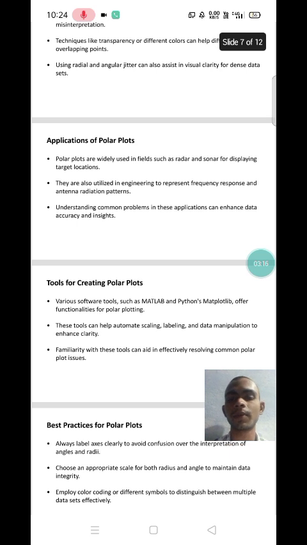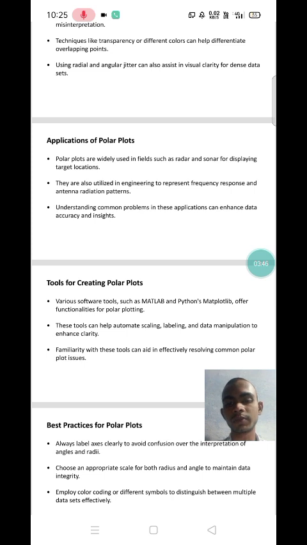Applications of polar plots. Polar plots are widely used in fields such as radar and sonar for displaying target locations. They are also utilized in engineering to represent frequency response and antenna radiation patterns. Understanding common problems in these applications can enhance data accuracy and insights.